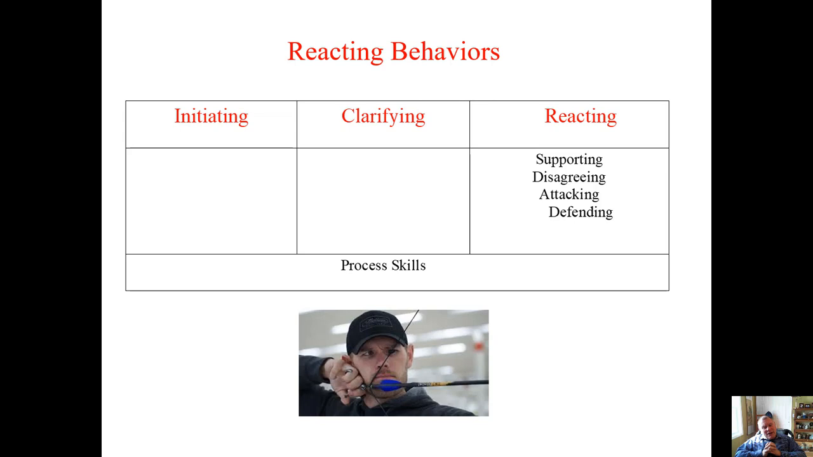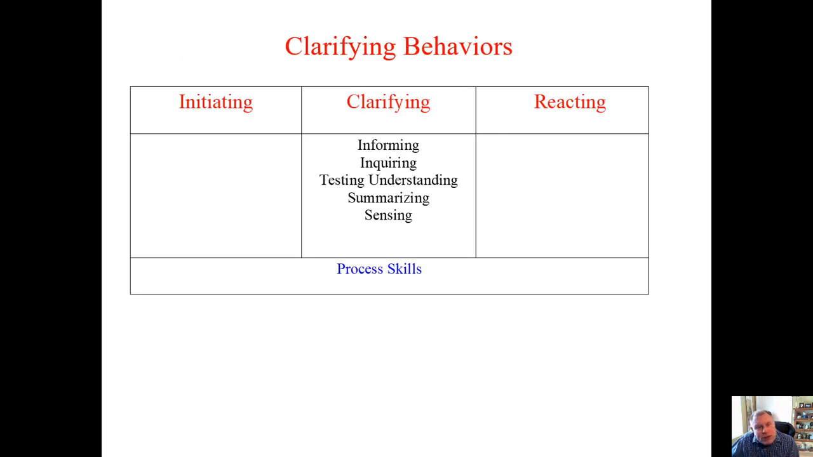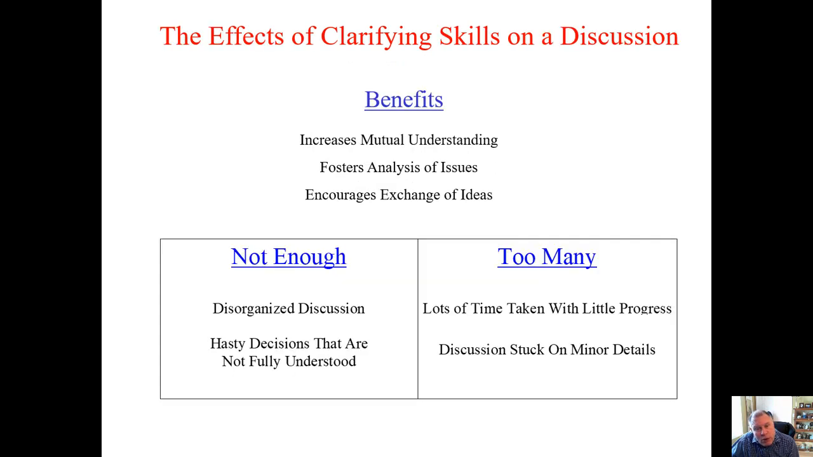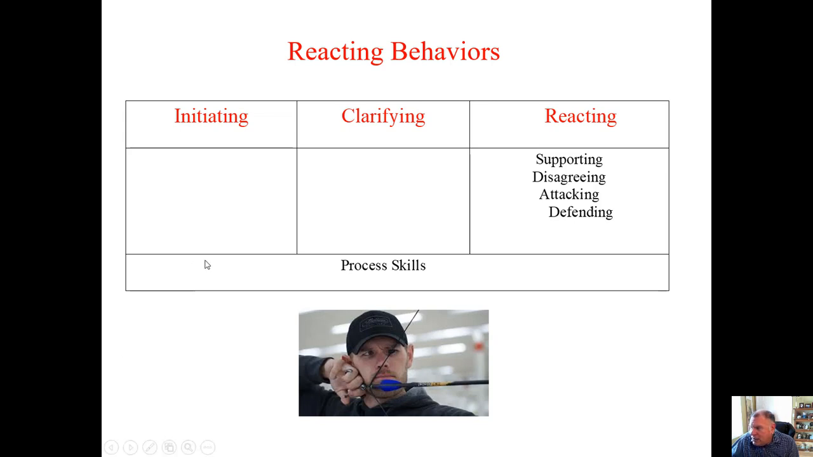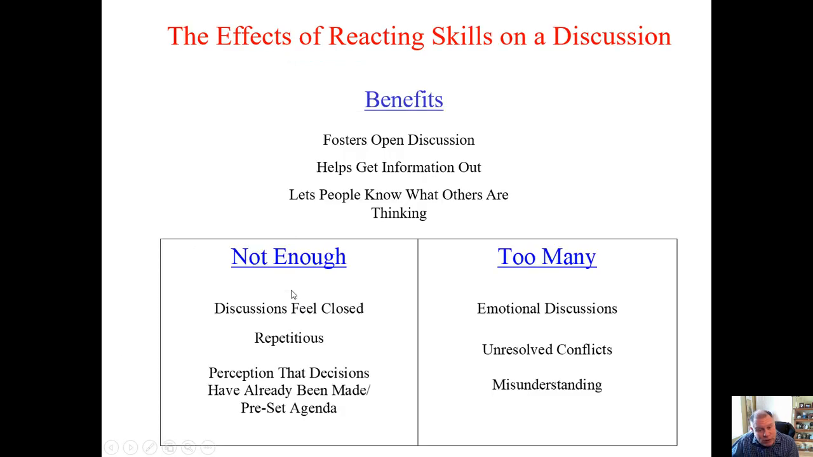But think about an attack from a perspective of a bow and arrow. Where do the feathers point? To the sender. So that's where we want to focus, is the attack is more about the sender than the receiver. So if somebody attacks you for something or another, I would say we could work our way backwards and say, was there enough informing, inquiring, testing, summarizing, sensing? So we do have these, and this can get in the way of effective communication.